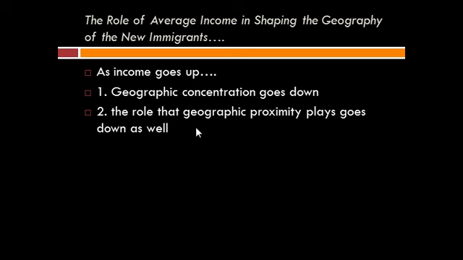It also explains perhaps why there are a lot of Cubans in Florida and a lot of Filipinos in California, because California is the closest part of the United States, except for maybe Hawaii, to the Philippine Islands. However, as income goes up, then geographic proximity is not going to play as much of a role because the limiting constraints of not having a whole lot of money are no longer going to play such a factor.